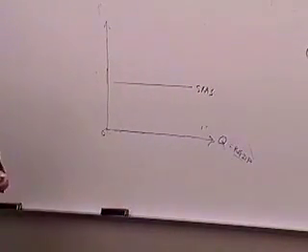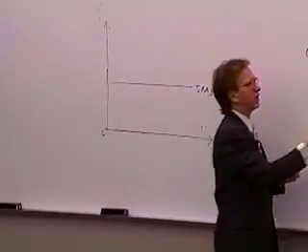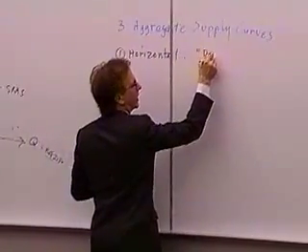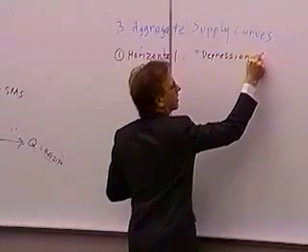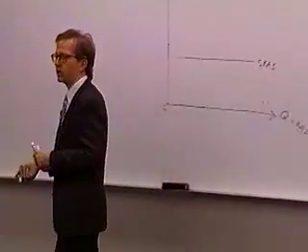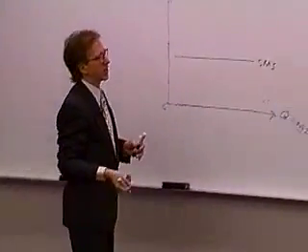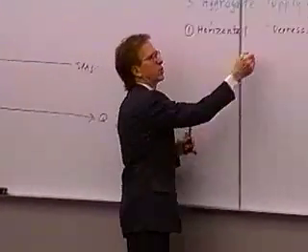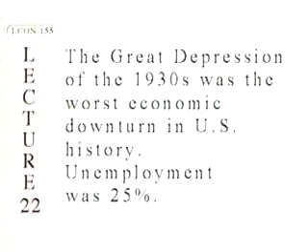By the way, this one is generally believed to be the depression case. It is generally believed that this is what the aggregate supply curve looked like in the 1930s when the United States had the Great Depression. I'm sure everybody's studied that a little bit. 1930s, Great Depression. That was the single worst economic downturn in United States economic history.